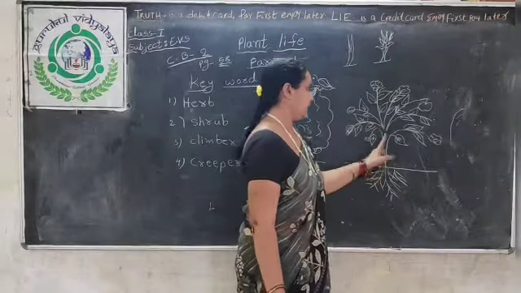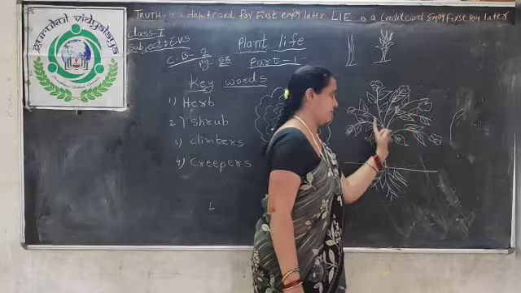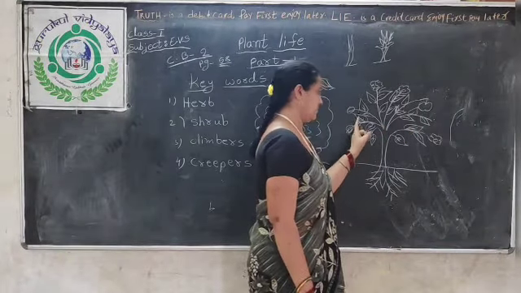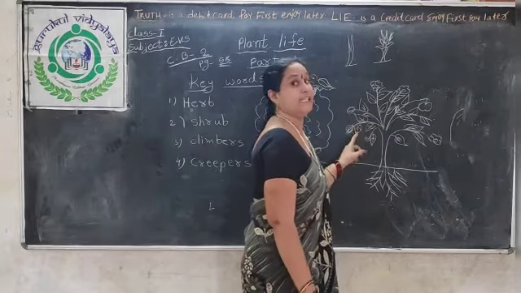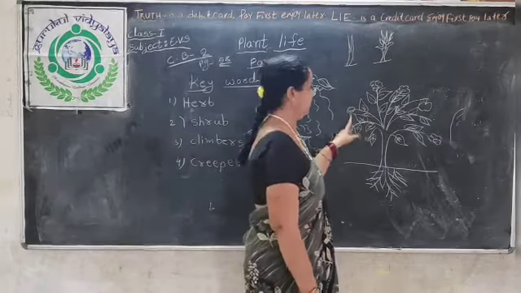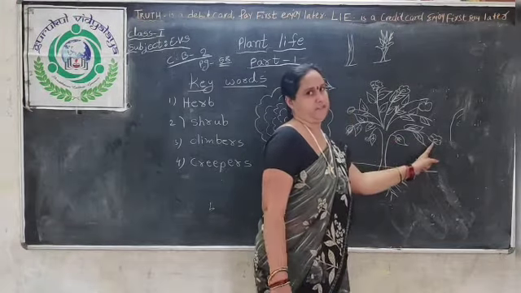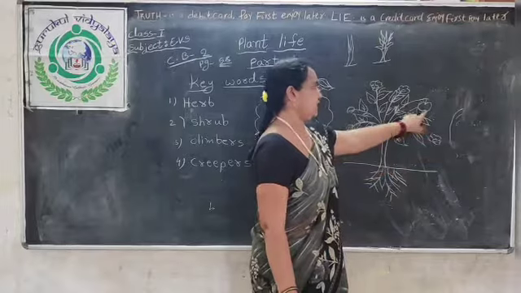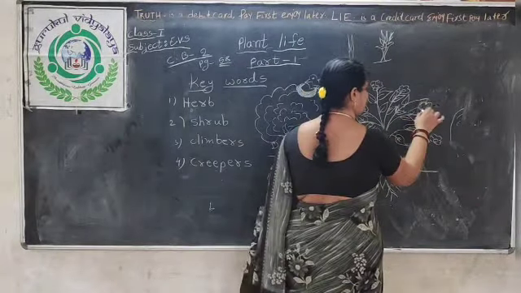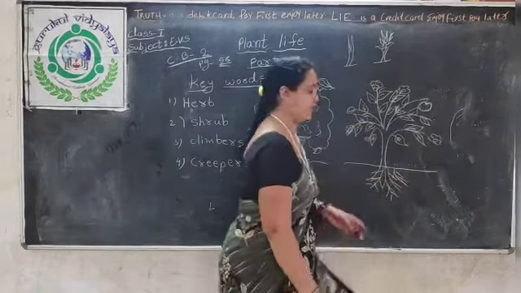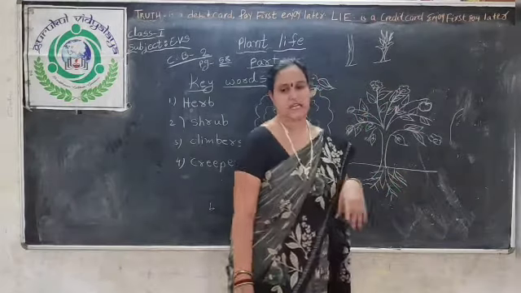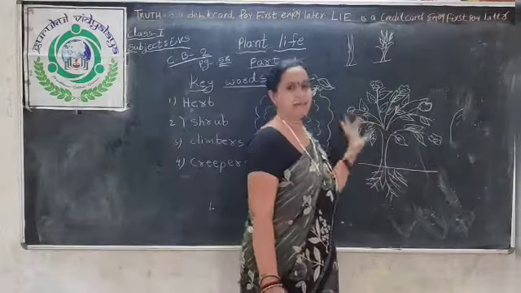Medium stem. These are branches. Next, these are leaves. This is a bird. This is a flower. This is a fruit. This is a plant. Next class we can discuss the parts of a plant.